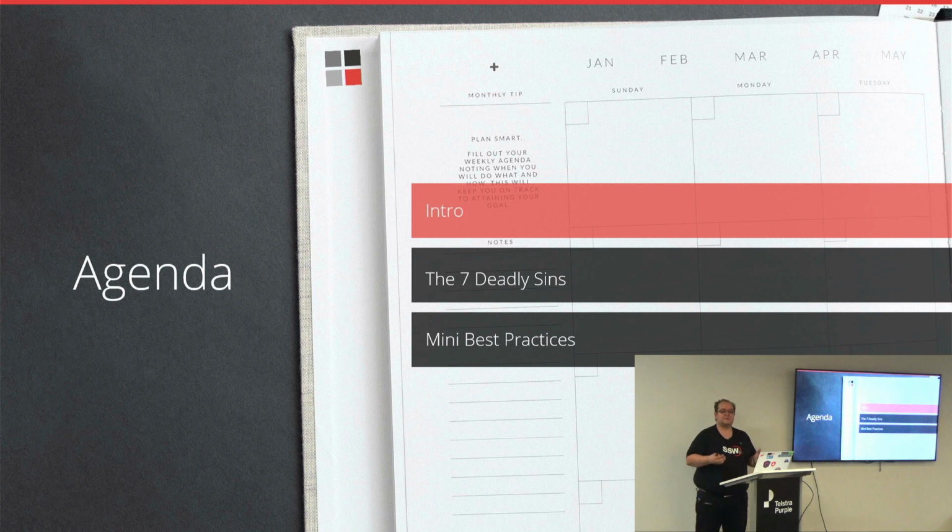Then we're going to move to the 7 deadly sins. Those are the 7 ones that I'm like, yeah, you definitely should fix those. There's a lot more. There are mini best practices, and we'll go through a couple of them. But the 7 deadly sins are the ones you definitely want to look into.